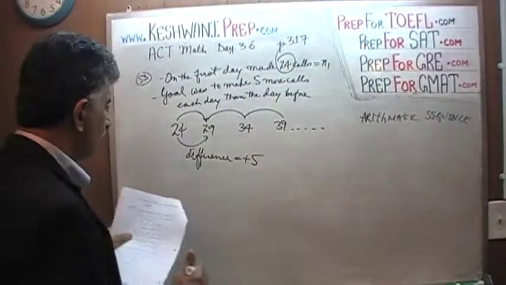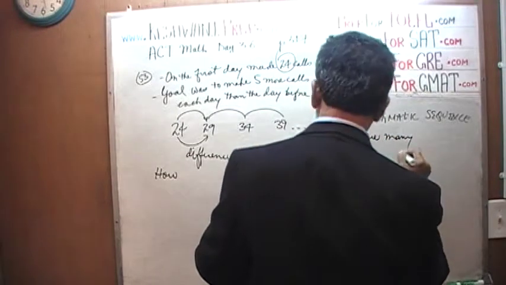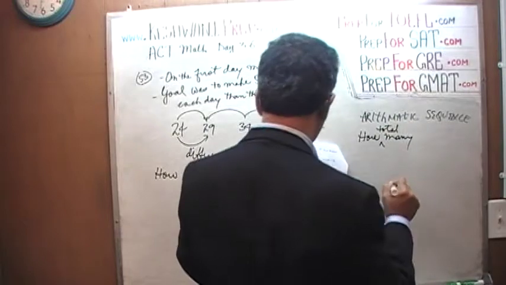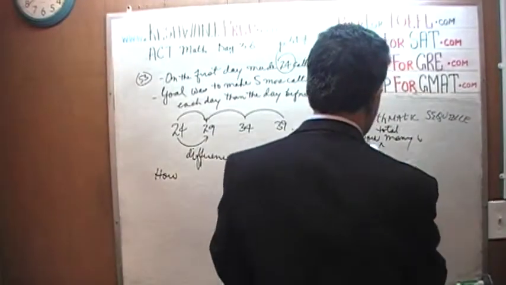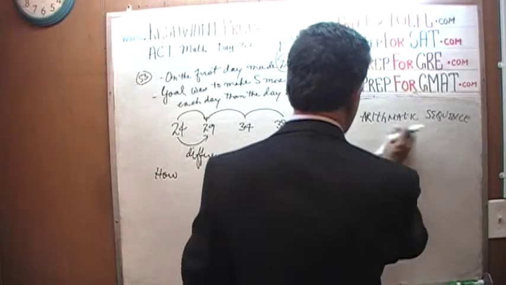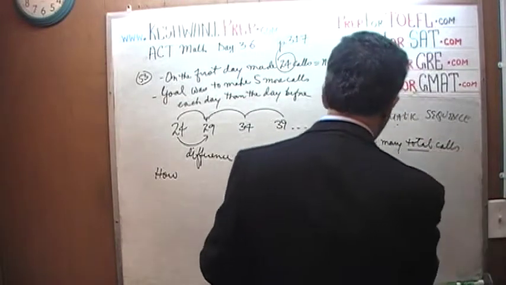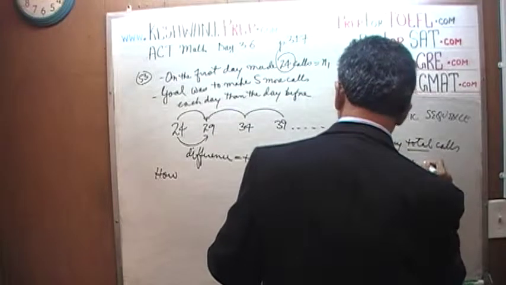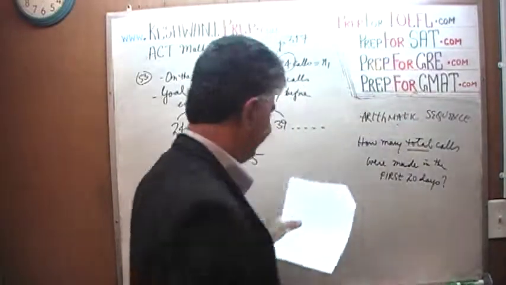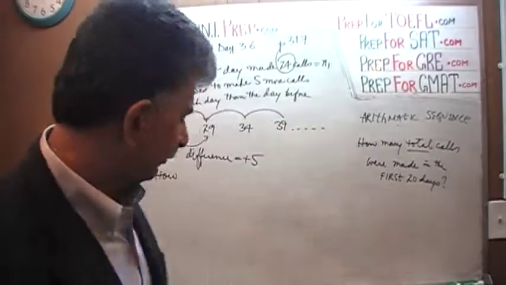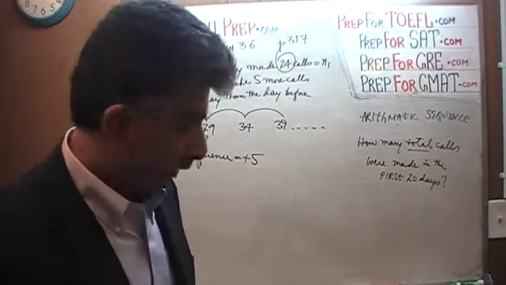The question simply is, let's put down the question here: how many total calls were made in the first 20 days? It's a very simple, very straightforward question, and so is the answer if you understand what an arithmetic series is and if you happen to know the classical way of solving this problem.